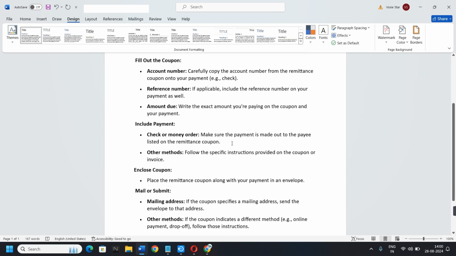Check or money order: make sure the payment is made out to the payee listed on the remittance coupon. Other methods: follow the specific instructions provided on the coupon or invoice.